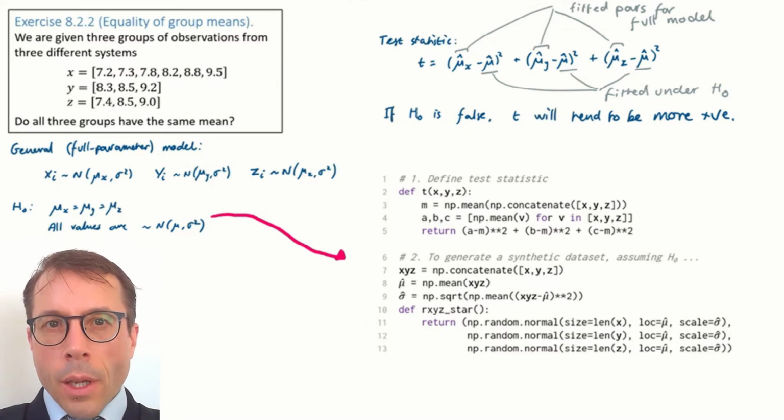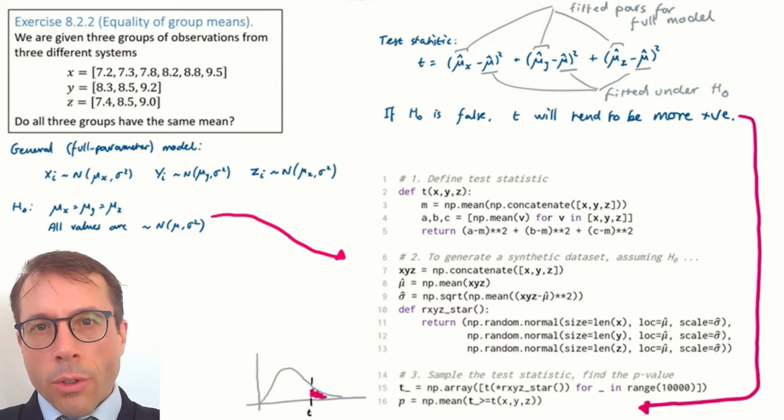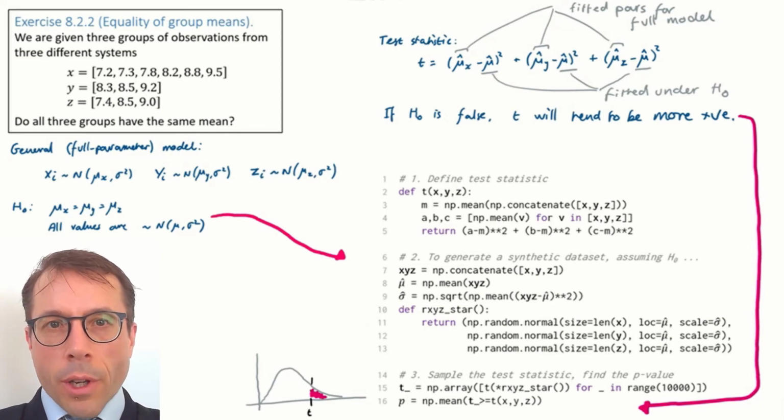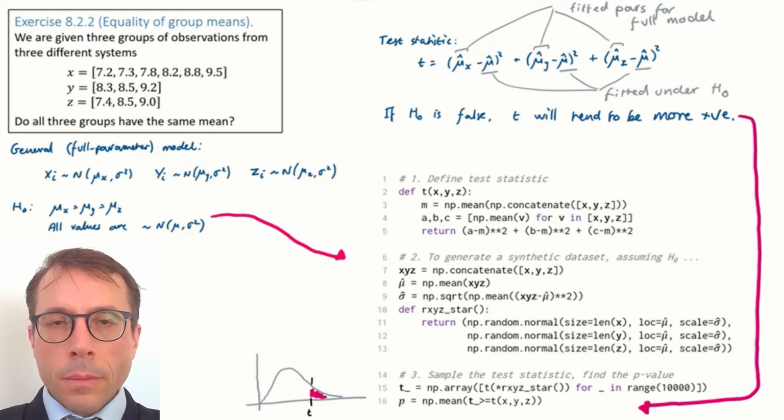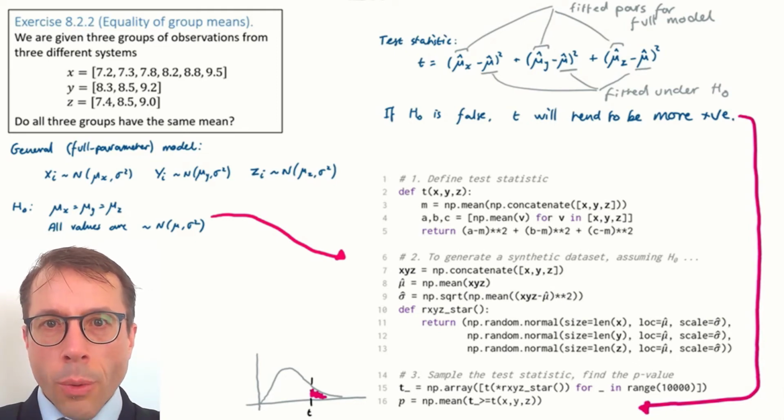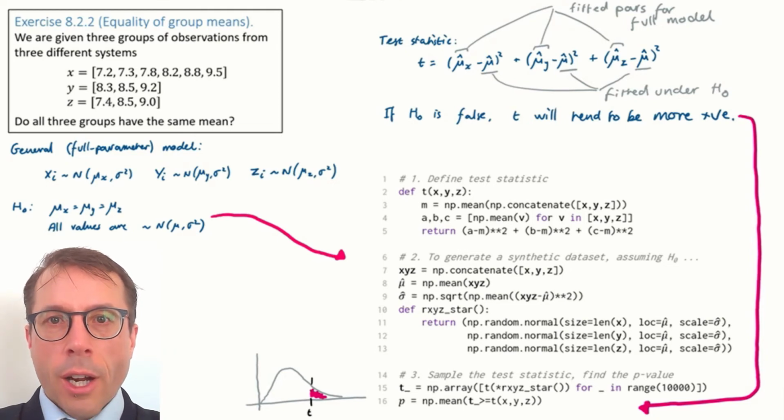Fisher's third step, generate lots of synthetic datasets, compute the test statistic on each of them, and then find the p-value. Remember, the p-value is the probability of seeing a test statistic more extreme than the one we actually saw, assuming H0 to be true. What does more extreme mean in this question? We said earlier that if H0 is false, then T will be more positive. In other words, extremely positive values for T are evidence against H0. So we want a one-sided test. In other words, the p-value is the fraction of observations that fall in the right-hand tail of the histogram.